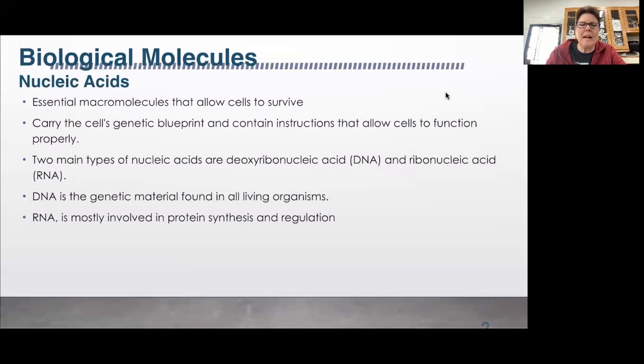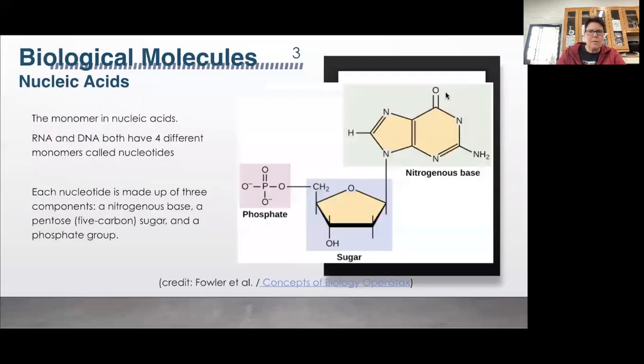There are two main types of nucleic acids. There is DNA and RNA. DNA is the genetic material found in all living organisms. RNA is more of a transitional molecule that we find in protein synthesis and regulation. So we use that to make proteins. And we'll talk about all the different types of RNAs when we get to the DNA RNA chapter. So in this chapter, we're just introducing those molecules.